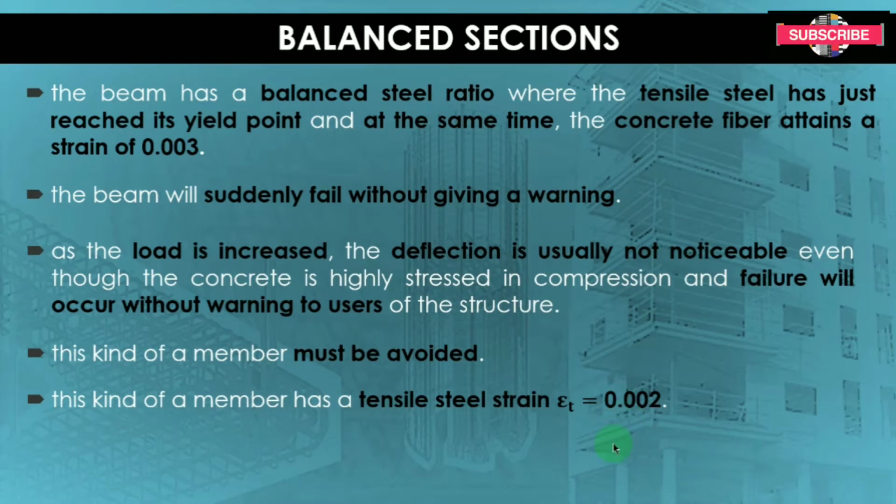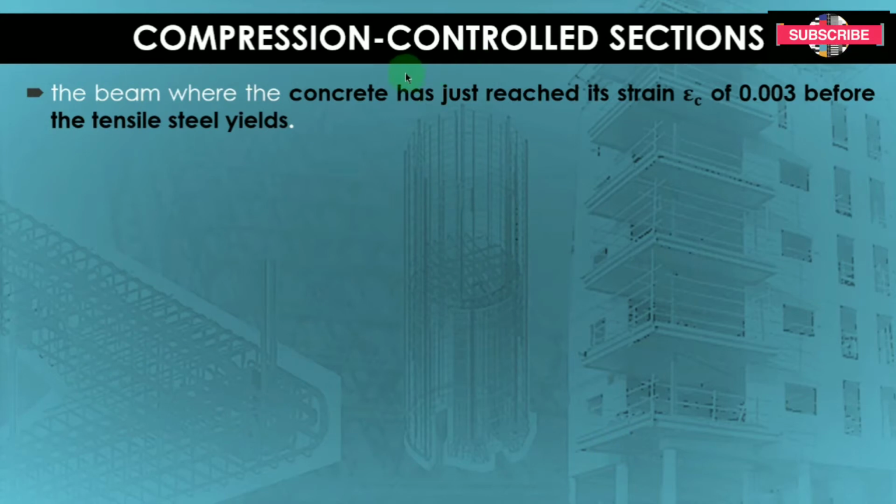o section. Okay, so dito naman tayo sa compression control sections. The beam where the concrete has just reached its strain of 0.003. Yung strain ng concrete natin is denoted by this epsilon subscript c before the tensile steel yield. So take note of this one. Yung difference niya ng balance section is at the same time yung pag-fail ng tensile steel section at saka yung concrete has just reached its 0.003 na strain, no?